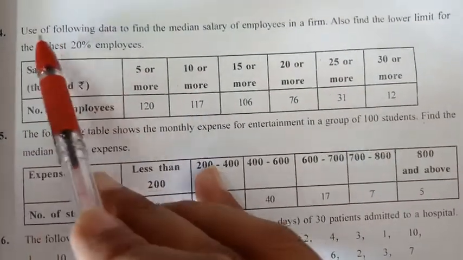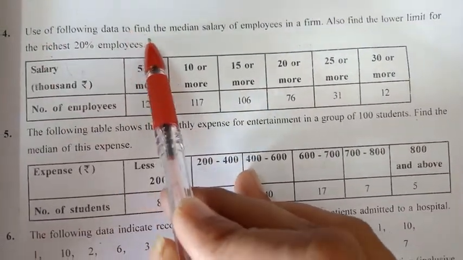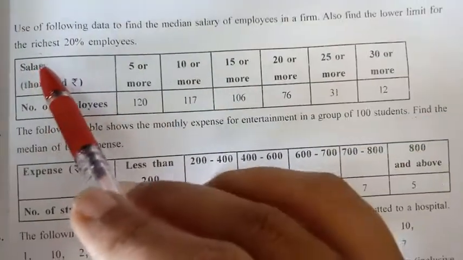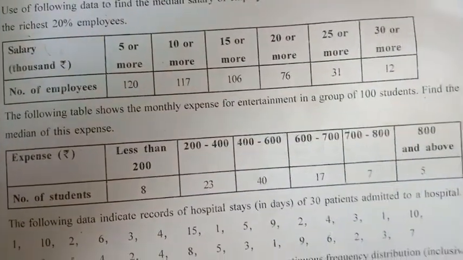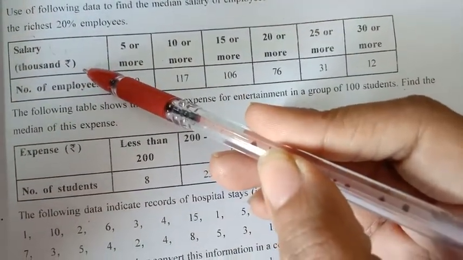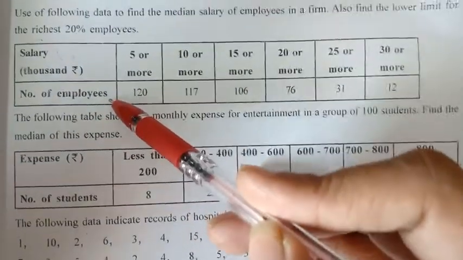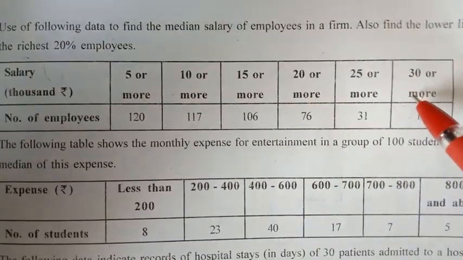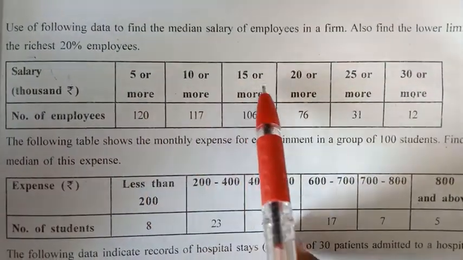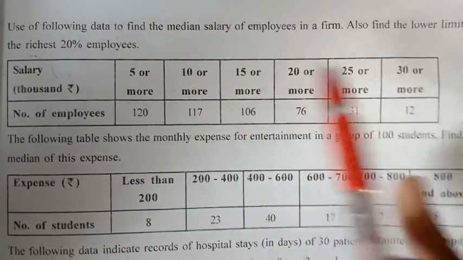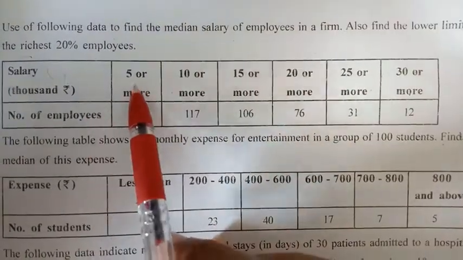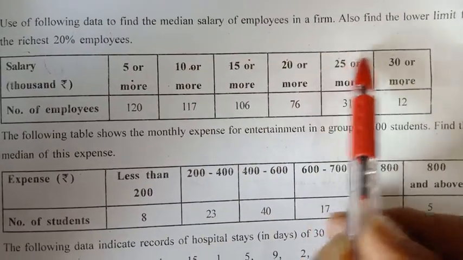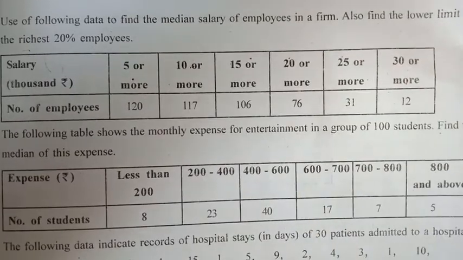Question number 4. Use the following data to find the median salary of employees in a firm. Also find the lower limit for the richest 20% employees. Now here they have given you salary in 1000 rupees and number of employees, that is your frequency. More than type data they have given, so we can easily convert it into class. See 5 or more, 10 or more, 15 or more. So as you can see there are 5 differences. So in class when we convert, it will be 5 to 10, 10 to 15, 15 to 20, 20 to 25, 25 to 30 and 30 or more.